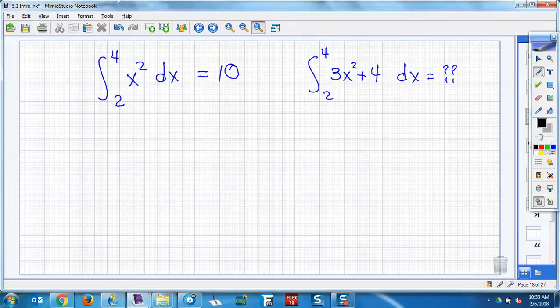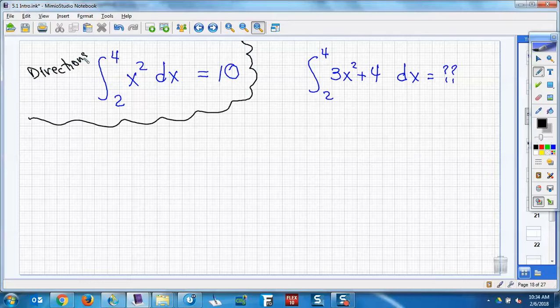Okay, so here's a problem. In part of the directions, they tell us, hey, the integral of x squared from 2 to 4 is equal to 10. Now, we don't know what that is. Here would be a parabola. Don't even write this part down, but here's 2, here's 4. There's no geometric shape there. That curved part is not any kind of a shape we would know a formula for from geometry. So they're just telling me, hey, that area there is 10. They're just giving us that.